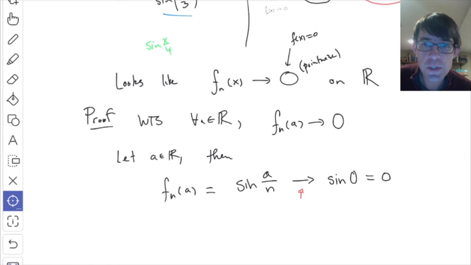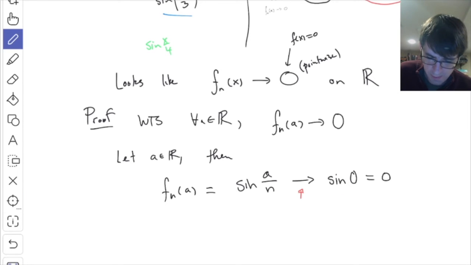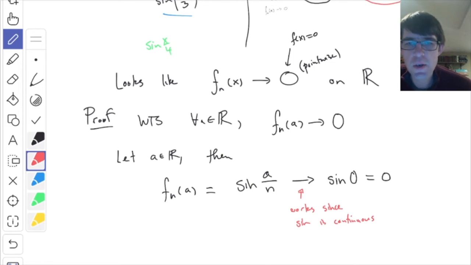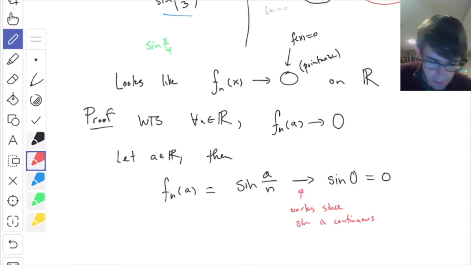Remember, when a function is continuous, it means that if I have these things approaching 0, then the limit of the function approaches f of 0 or whatever. So this little step here is valid. This works since sine is continuous. If that was a discontinuous function, then you're not allowed to just plug limits in on the inside of the function. But when your function is continuous, you are allowed to just plug the limit on the inside of the function. All right, anyway, that's it.